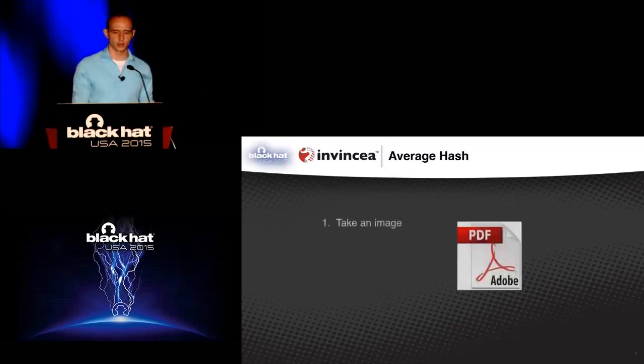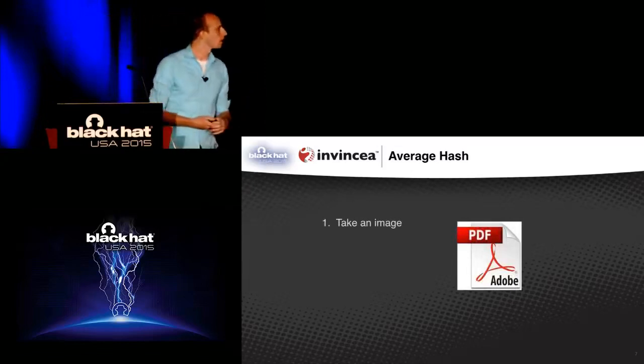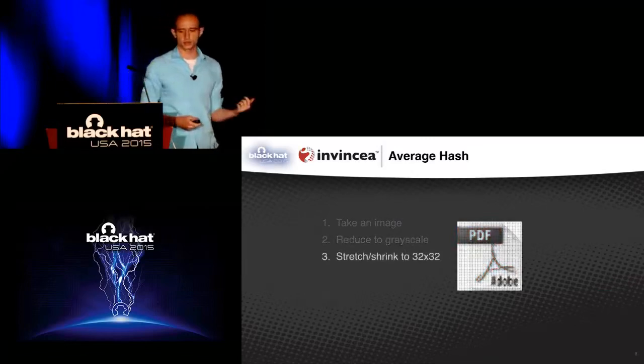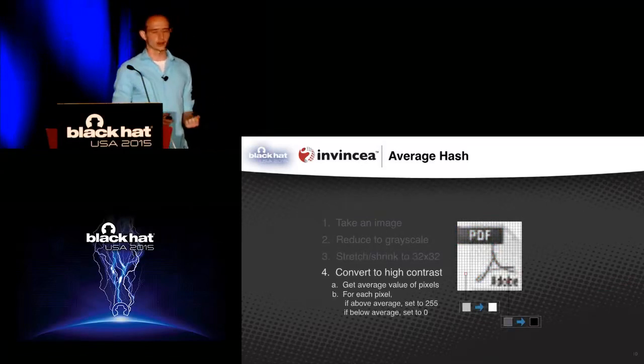Just to walk you through it, you start with an icon like this PDF icon. You reduce it to grayscale, and then you stretch or shrink it to a 32 by 32 pixel resolution. And then you convert it to high contrast.